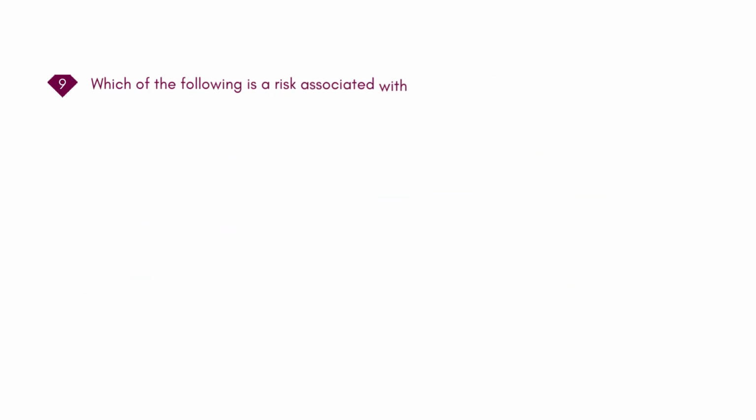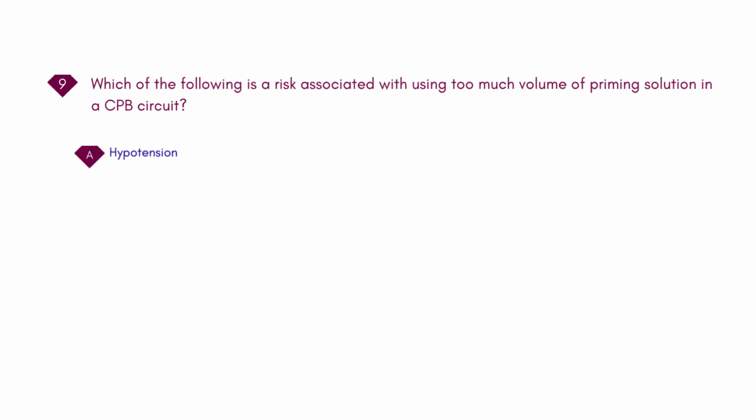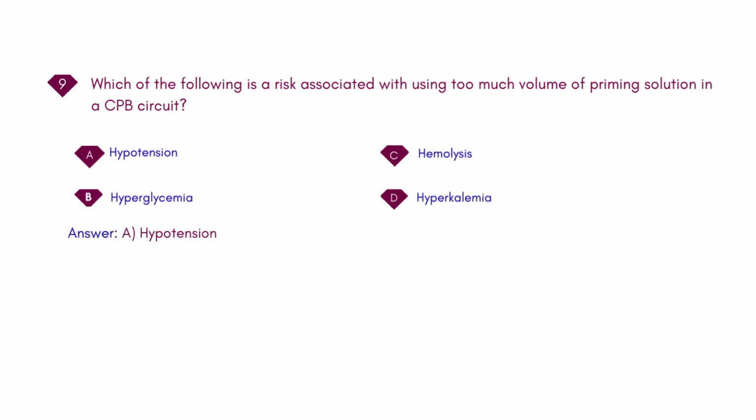Which of the following is a risk associated with using too much volume of priming solution in a CPB circuit? A. Hypotension. B. Hyperglycemia. C. Hemolysis. D. Hyperkalemia. Answer: A. Hypotension.